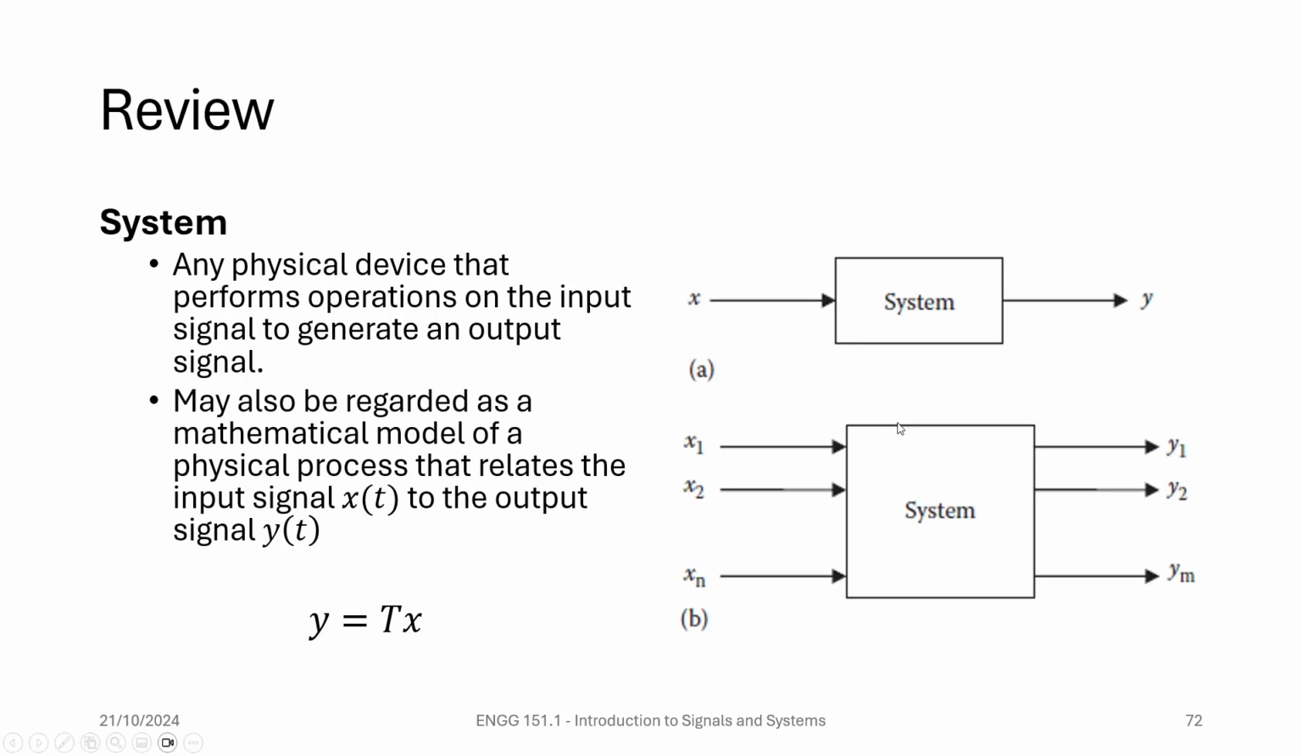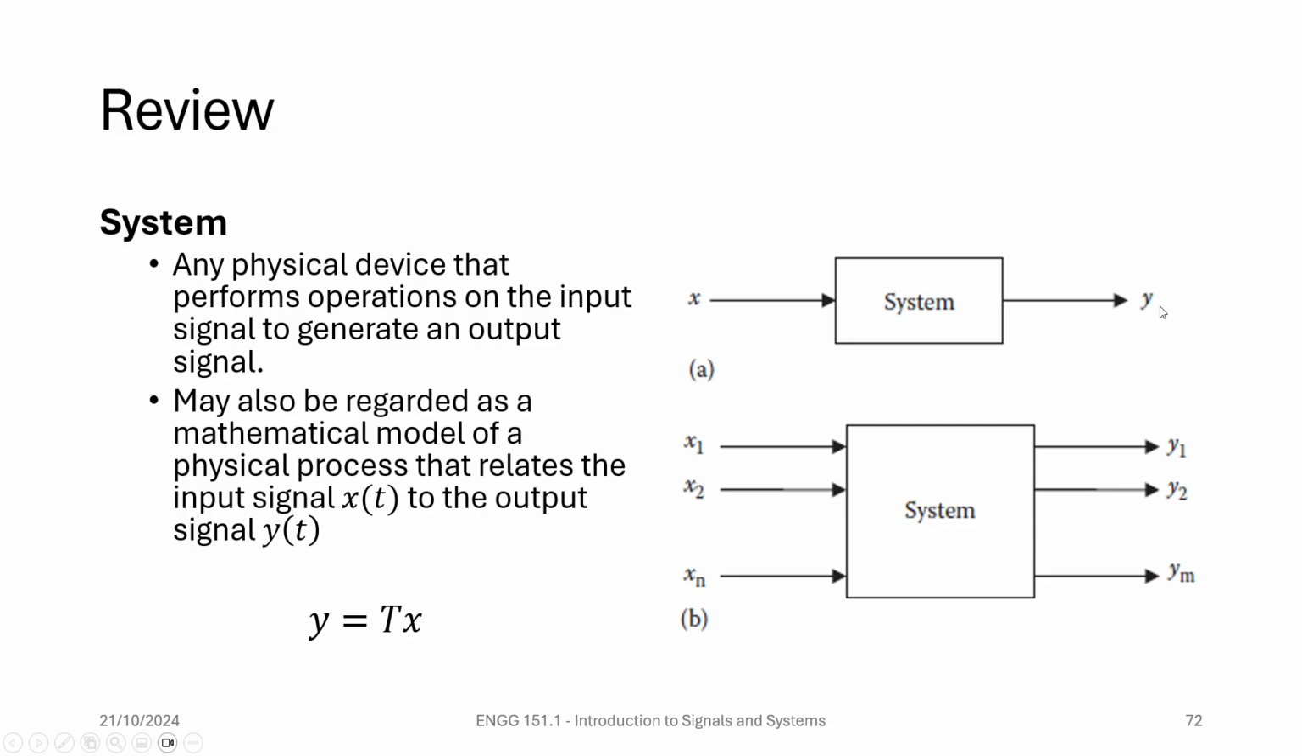By definition, when we say system, this is any physical device that performs an operation on the input to generate an output signal. If you look at image A, this is the general representation of a system. We have an input signal fed into the system, then the system will perform the necessary operations indicated, then generate an output signal of Y.